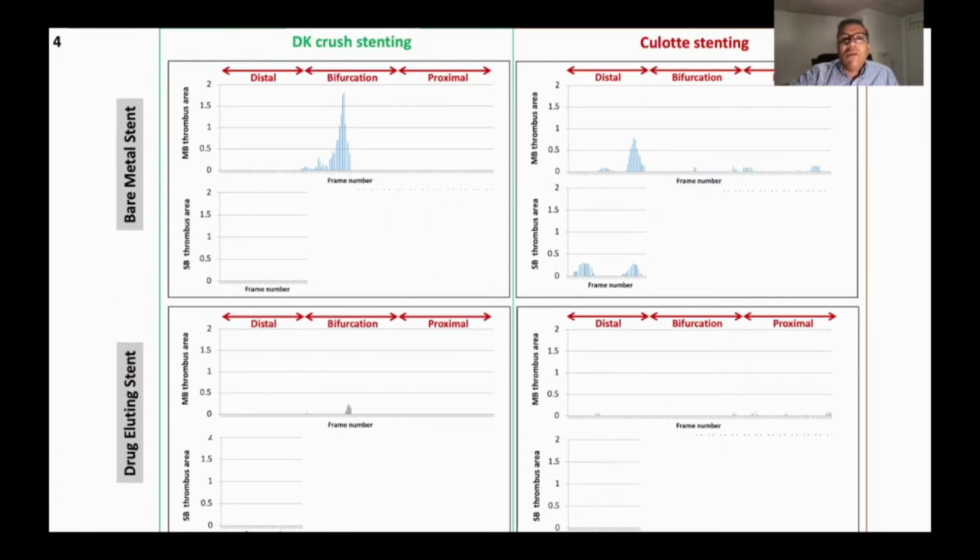And as you can see, the bifurcation was affected here in the DK crush in the bare metal stent, but also in the culotte stenting and in the drug-eluting stent model and in the drug-eluting stent culotte stenting model. But the size and the amount, of course, was more in the bare metal stent altogether. And also altogether, I would say it was mostly accumulated in the culotte stenting than in the DK crush stenting.